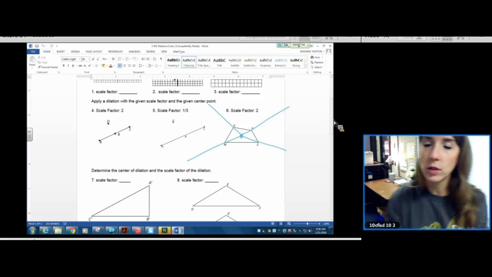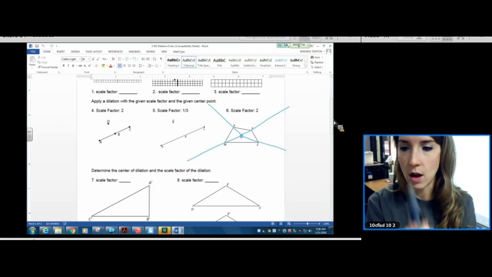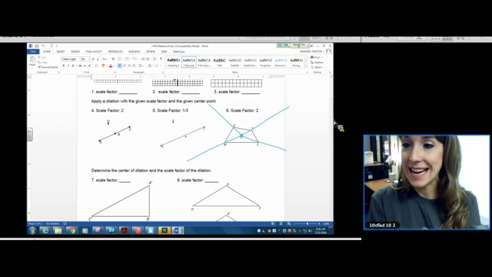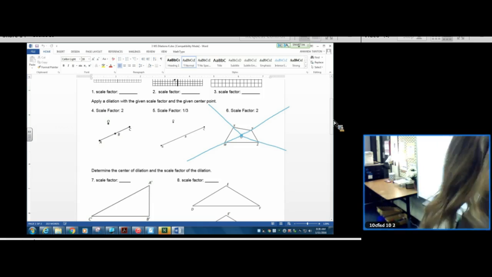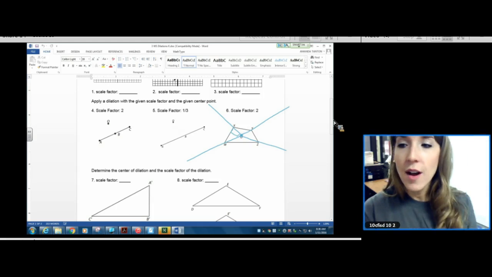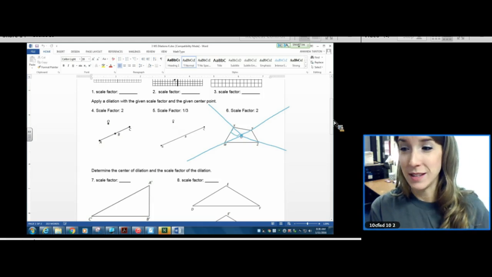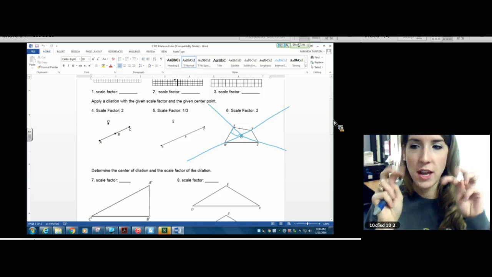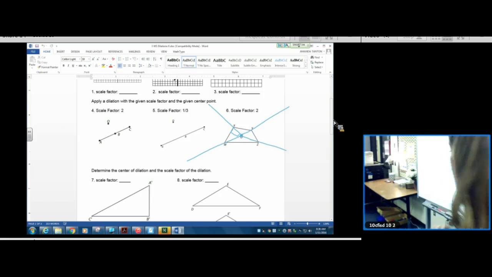You do this with a ruler. You do not do it freehand like I'm doing on the Smartboard. Then you measure the distance from O to X. You can do that with a ruler, or you could even do that with a compass, which would be a lot more geometrical, a lot more sophisticated way to do it.